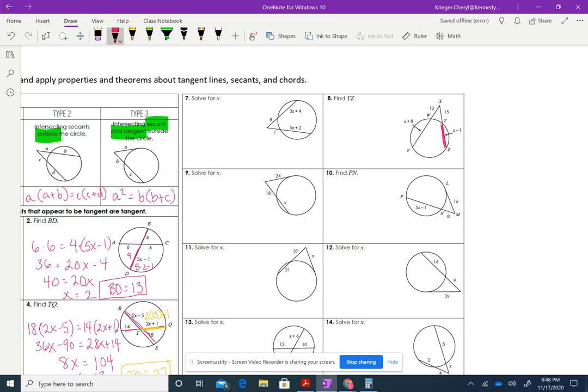So we are going to say the outside portion, 15, times the sum of the two, right? The whole secant, 15 plus x plus 1, x minus 1 equals 12 times 12 plus x minus 8, x plus 8. Okay.